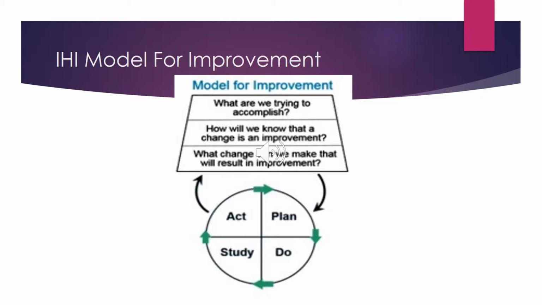In preventing the spread of CRE, I am going to use the IHI model for improvement, using Act, Plan, Study, Do. I am going to ask myself the following questions. What are we trying to accomplish? That would be preventing the spread of CRE from infecting our current patients on the floor that have not been to the ICU. How will we know that the change is an improvement? Well, there will not be any more spread of CRE to those patients. What change can we make that will result in the improvement? That would be following some simple guidelines that I will go over in a couple minutes.